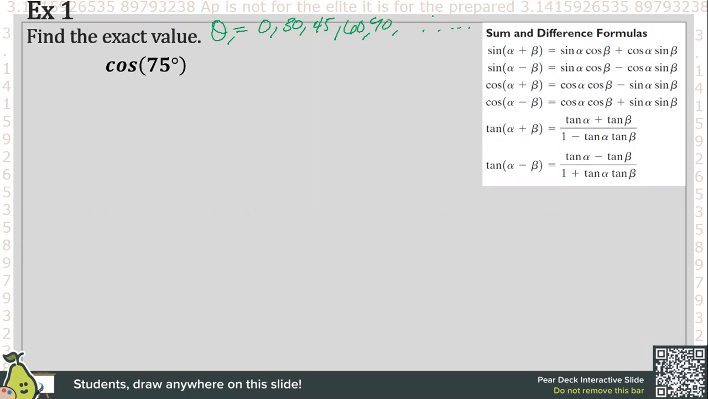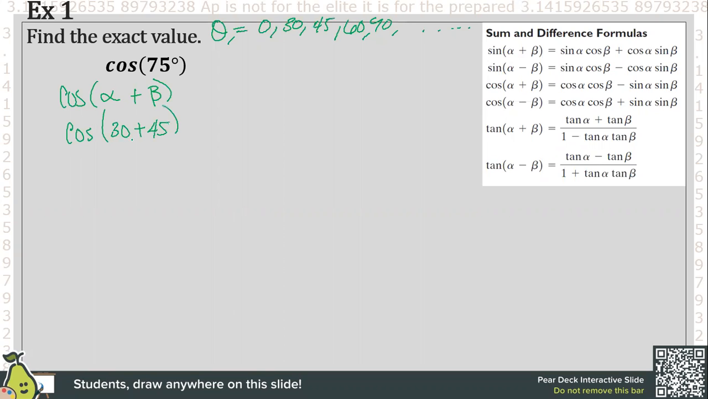Ideally, we're going to find two of these, add them together or subtract them, whatever the case may be, to equal 75. So what theta plus what beta gives me 75? Or what alpha minus beta gives me 75? To keep it in simplest form, a lot of the students chose angles in quadrant 1, which is perfectly fine: 30 plus 45.